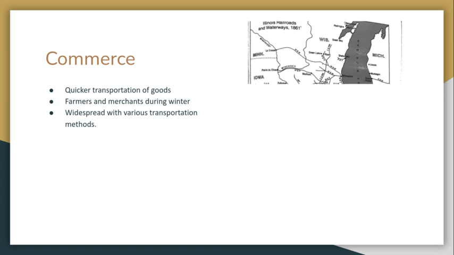Commerce. Due to the innovations in transportation like the steam engine and railroads, commerce became more widespread. Goods were now able to be moved throughout the U.S. more efficiently and quickly. During the cold winters, merchants and farmers could easily travel to urban markets to trade items by taking the trains.